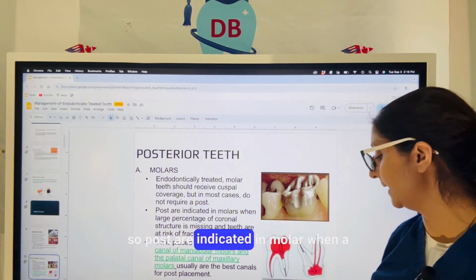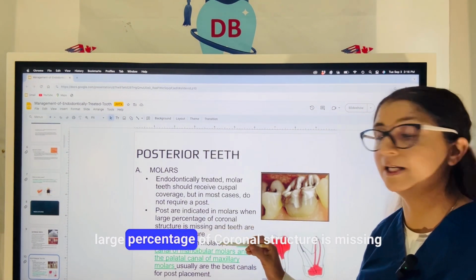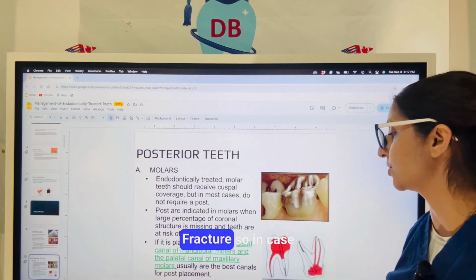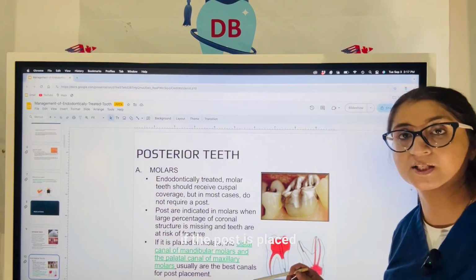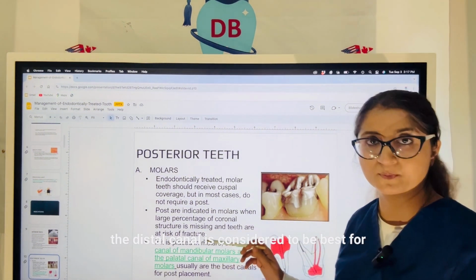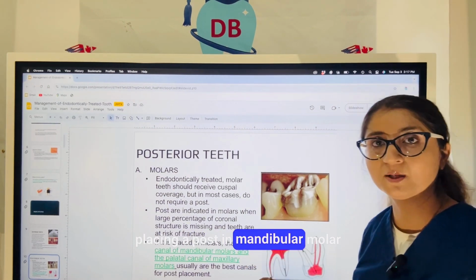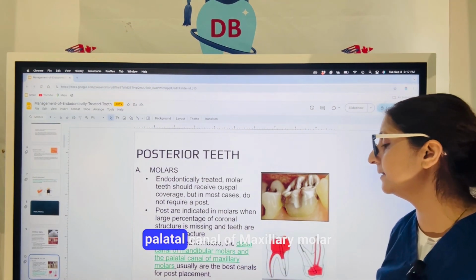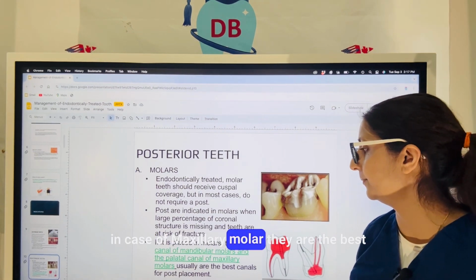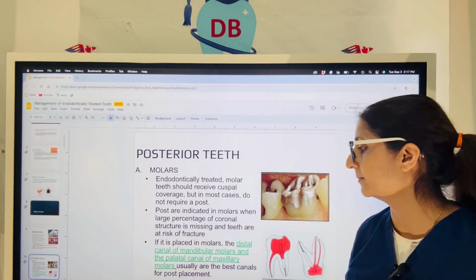So posts are indicated in molars when a large percentage of coronal structure is missing and the tooth is at risk of fracture. In case the post is placed in the molar root, the distal canal is considered to be best for placing a post in mandibular molar, and the palatal canal of maxillary molar is best in case of maxillary molar. They are the best canals for the post placement.